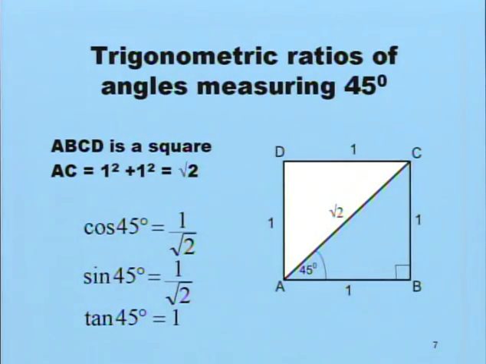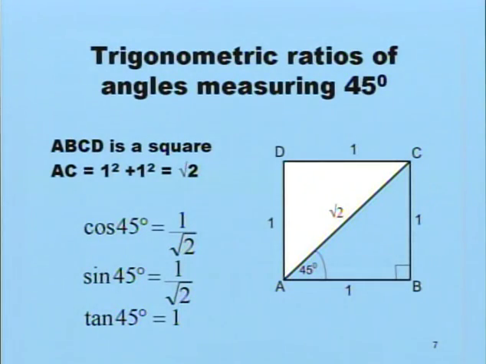When we draw that diagonal on the square here, the 90 degrees is divided into two equal parts. So 90 divided by 2 is equal to 45. So the angle marked 45 degrees there, if we are asked to find the cosine of 45 degrees, cosine will be adjacent over hypotenuse, which is 1 over root 2. Sine 45 is opposite over hypotenuse, which is 1 over root 2. Tan 45 is equal to opposite over adjacent, which is 1 over 1, which will give us 1.